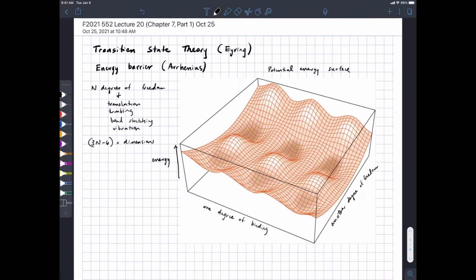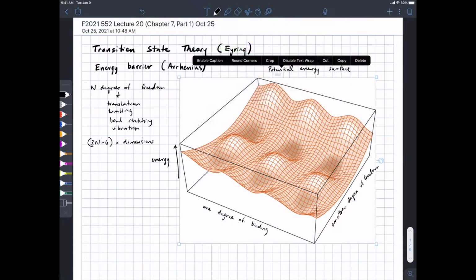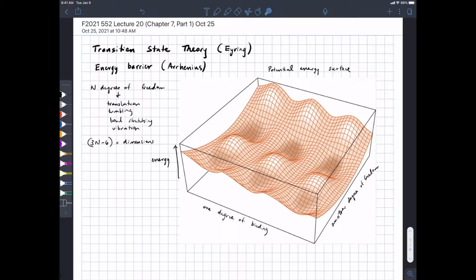So, in a molecule that has a ton of atoms, we rapidly get to the point where we can't think very clearly about what this potential energy surface looks like. But if we reduce it down to 3 dimensions and just think about it in that way, we can get a sense for the shapes and the features of this potential energy surface. So each point on this surface represents a particular molecular geometry.